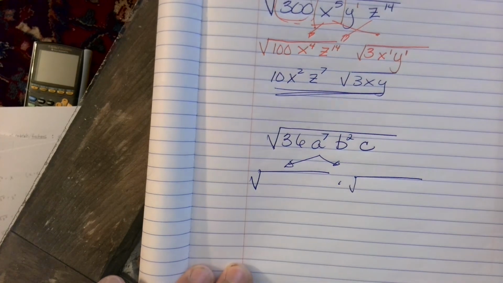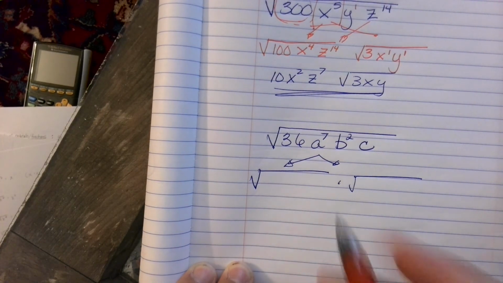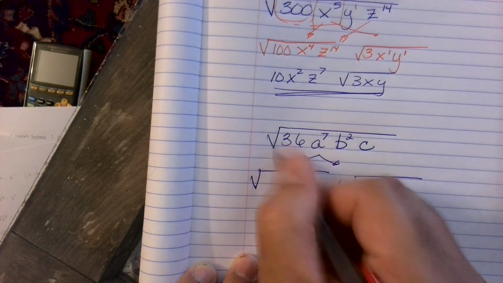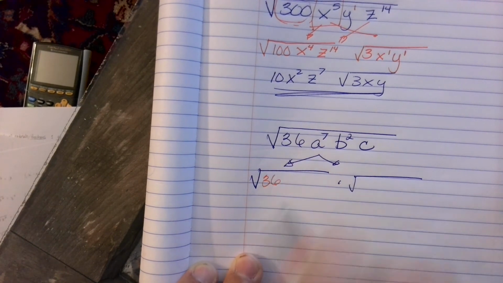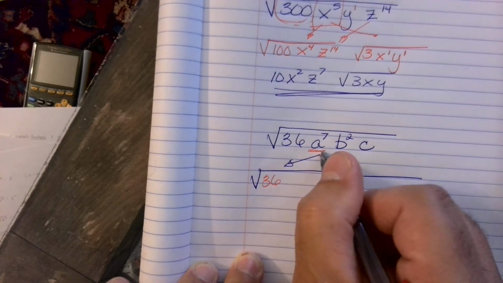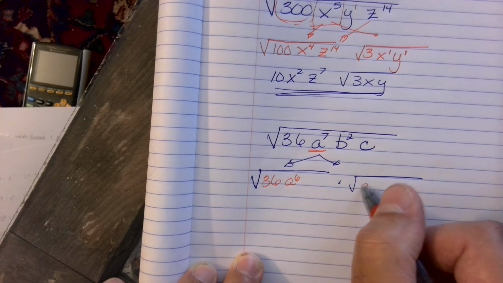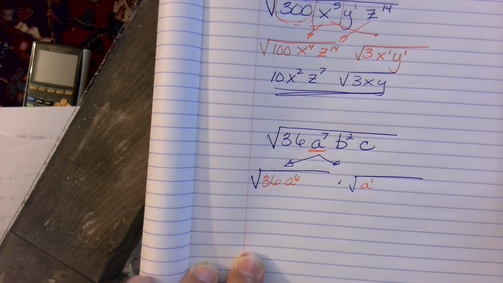So I'm going to look at these one by one. Here I have the square root of 36. Well, 36 is a perfect square, so I could throw that over here. That's good. A to the 7th is not a perfect square, but I could break that up as a to the 6th and a to the 1.